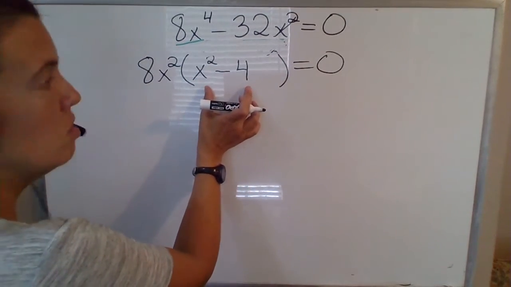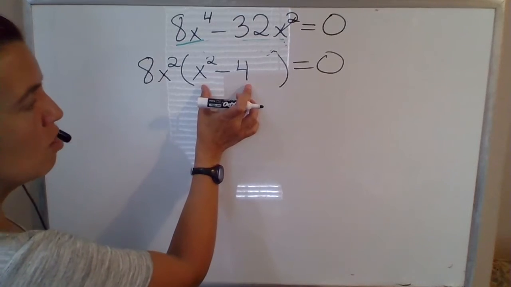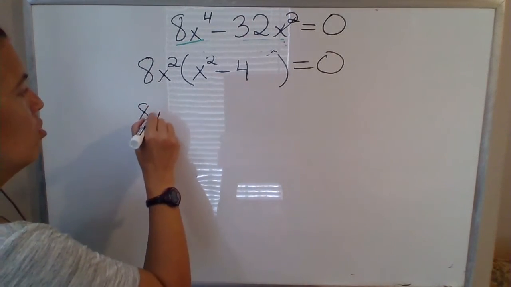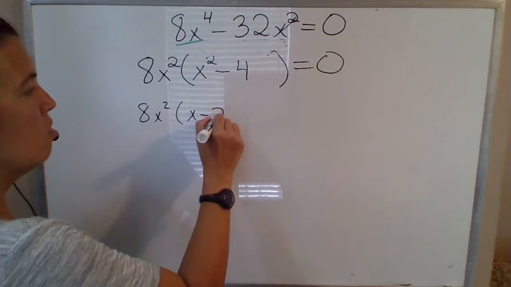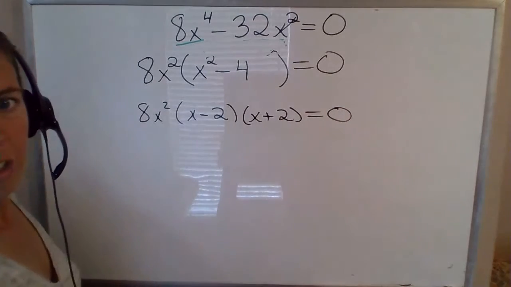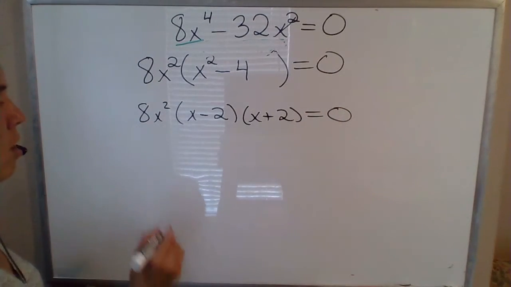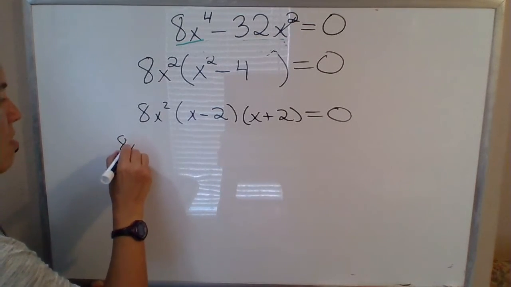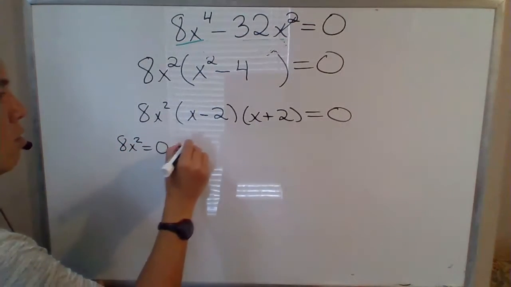Okay, one other thing to notice here. So we're left with x squared minus 4. That's a difference of squares. So that can be factored further as x minus 2 times x plus 2. Okay, so now that we have this thing factored, when you solve by factoring, the next step is to set each factor equal to 0.